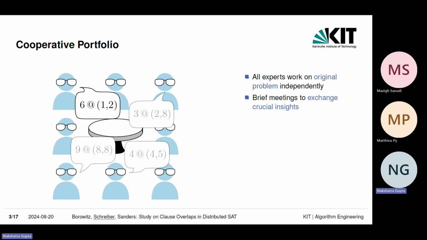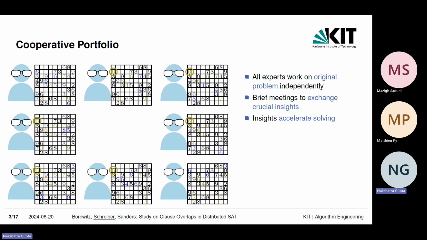So one of the experts may share that at position 1, 2, there should be the number 6 in the puzzle. And now all of the experts can integrate those insights into their own solving progress in order to accelerate their solving. And in the end, we are done as soon as only one of our experts is able to find a complete solution to the problem, right?